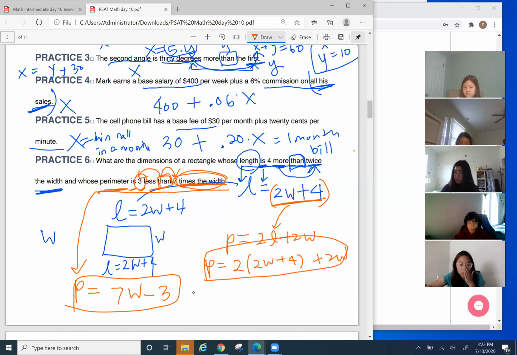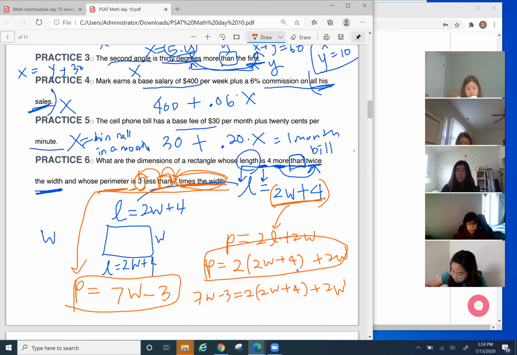So now it would be 7w minus 3 is equal to 2 parentheses 2w plus 4 plus 2w. See if you can understand this part. You should be able to do this on your own. Length is 4 more than twice the width. Perimeter is 3 less than 7 times the width. So perimeter is 2w plus 2l, and then you're going to set it equal to the perimeter given, which is 7w minus 3.